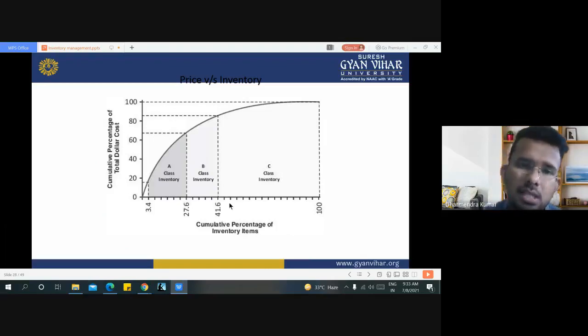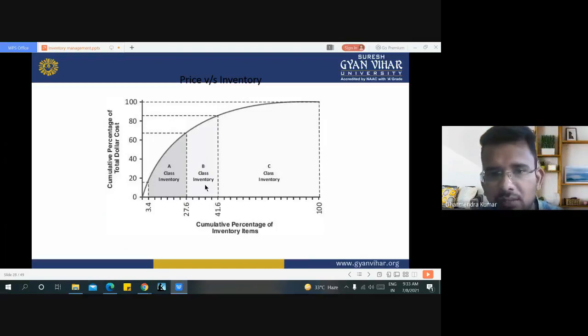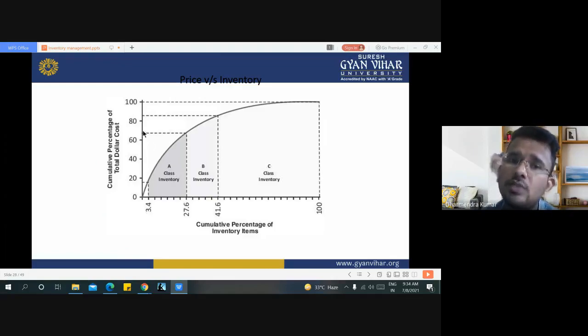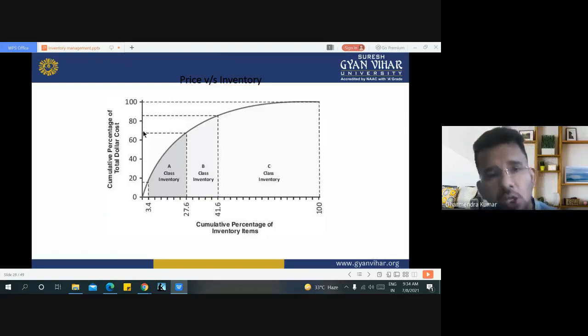Here you can see that A class inventory, B class inventory, and C class inventory. A class inventory consumes less space, or we can purchase one or two items in the A class category, but the total investment or total percentage of the inventory cost is about 70%, about 70 to 75%, or about 70 to 80%. It consumes overall cost.